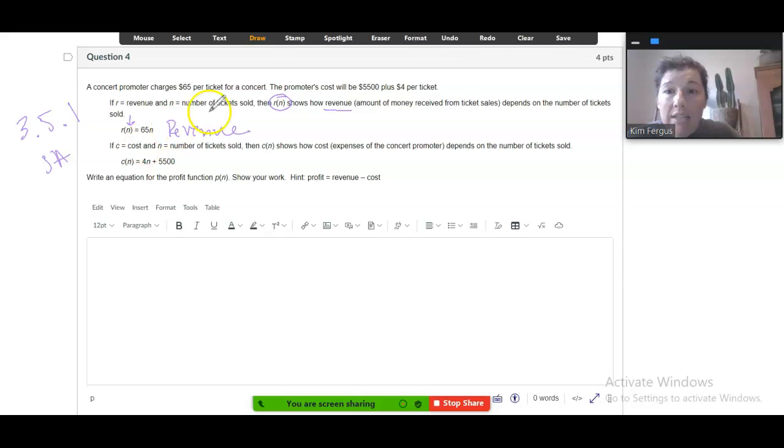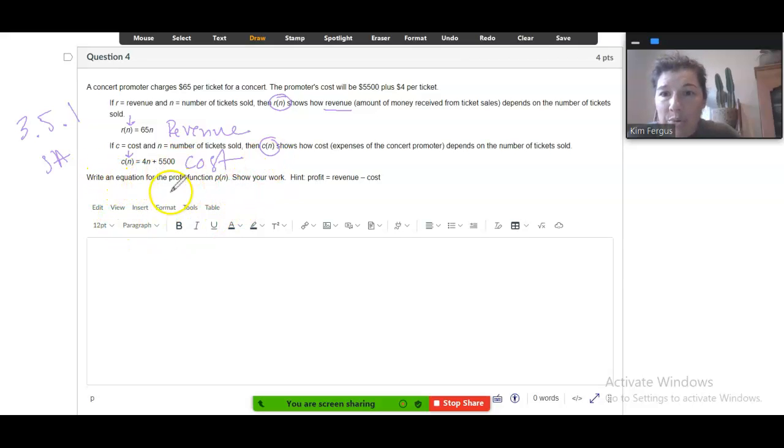If C equals cost and N equals number of tickets sold, then C of N shows how cost, the expenses of the concert promoter, depends on the number of tickets sold. Also, your cost function depends on your input of number of tickets sold, and your output is going to be your cost. So you have two functions that depend on number of tickets sold.